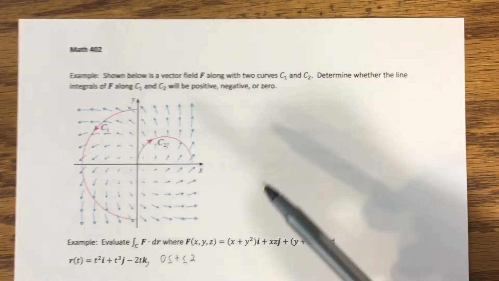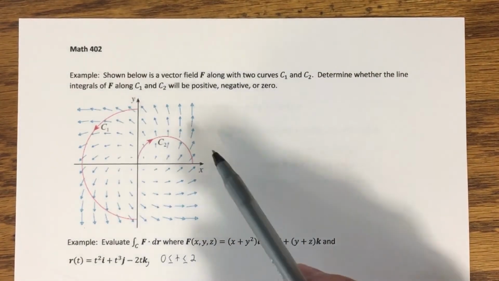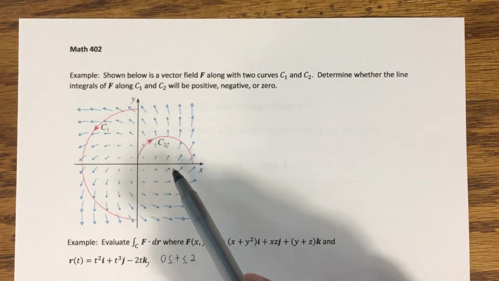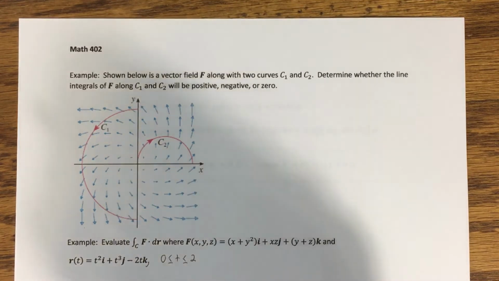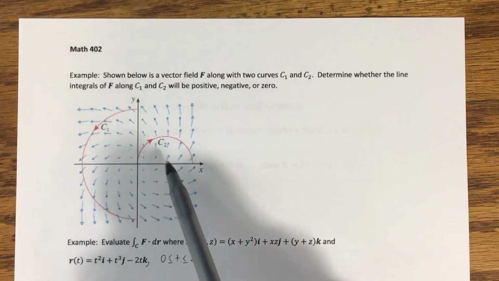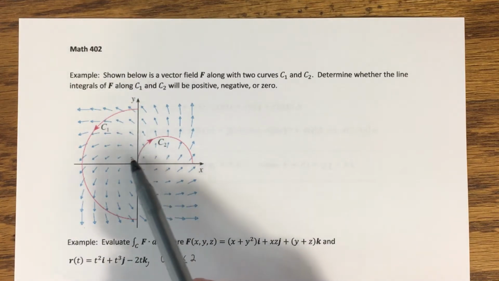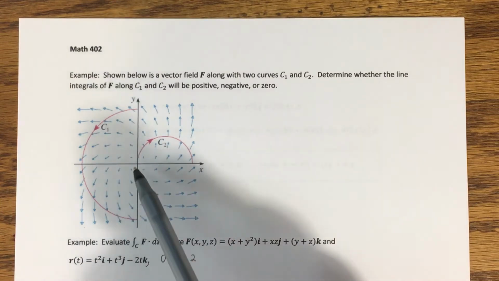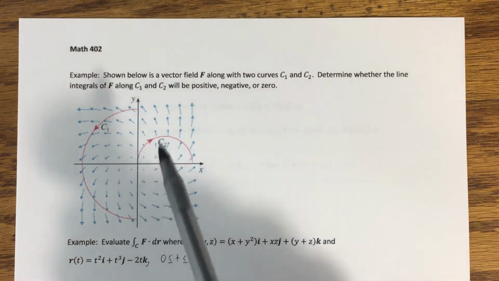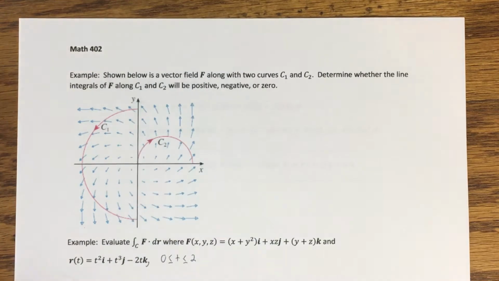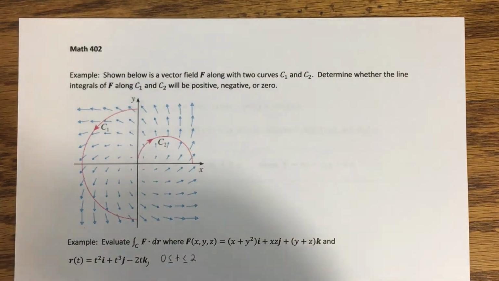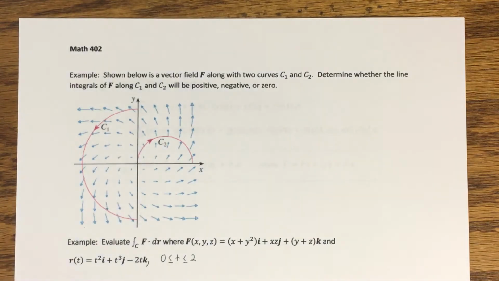And we're not given an expression for the vector field. But what we're asked to do is determine that if we were to take the line integral over either of these two curves, C1 or C2, in this vector field, will the solution come out to be positive, negative, or zero?